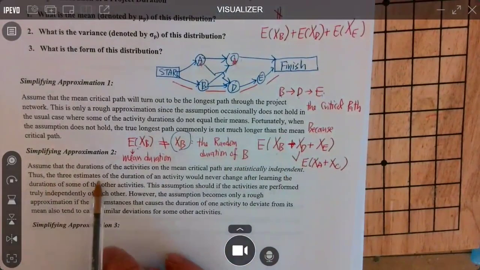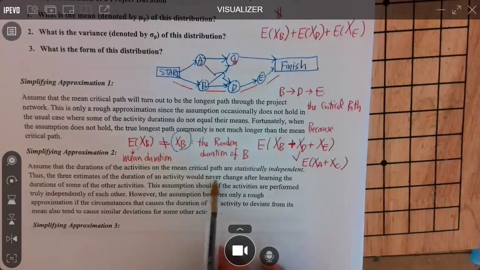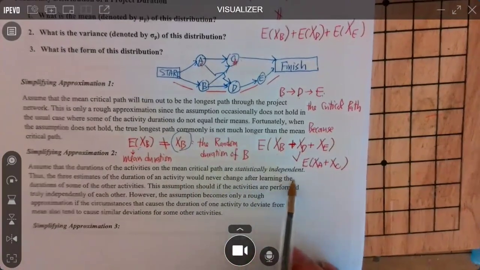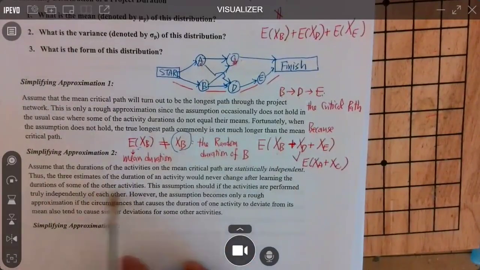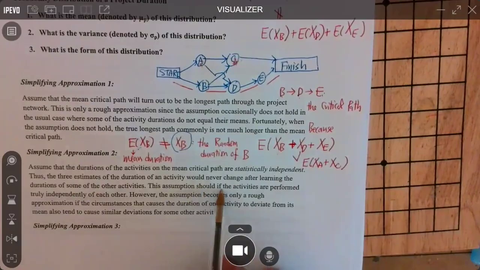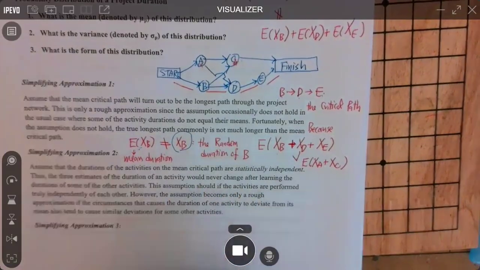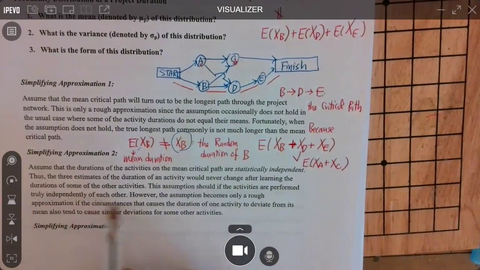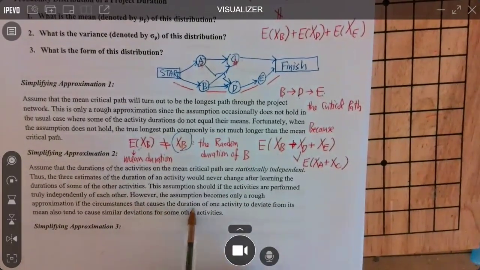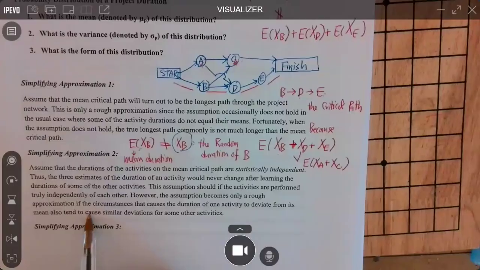Thus, the estimate of the duration of an activity would never change after learning the duration of some other activities. This assumption should hold if the activities are performed truly independently of each other. However, the assumption becomes only a rough approximation if the circumstances that cause the duration of one activity to deviate from the mean also tend to cause similar deviation in some other activities. Okay? This is simplifying assumption number 2.